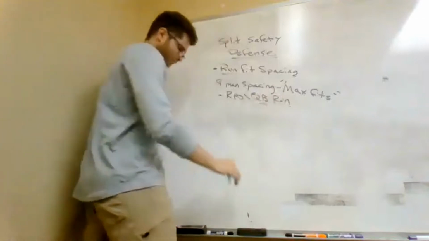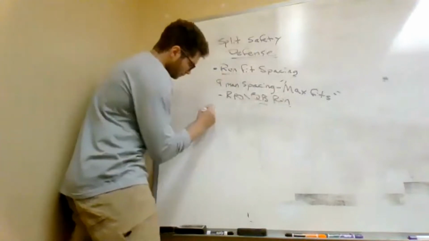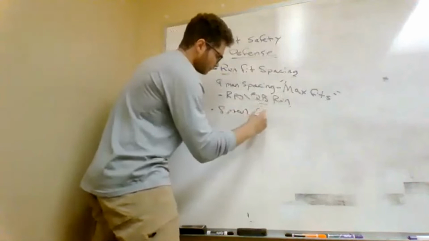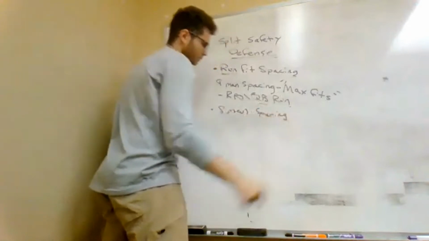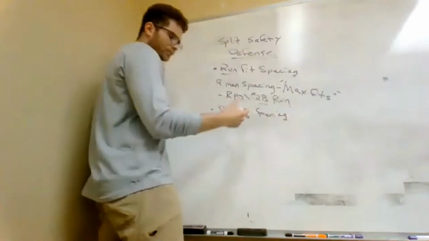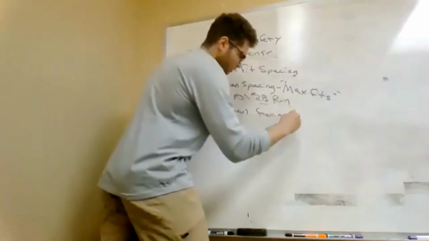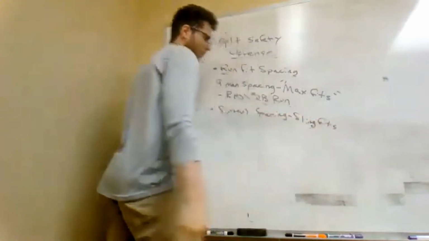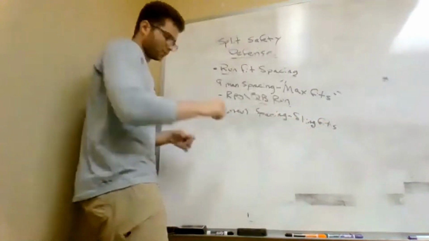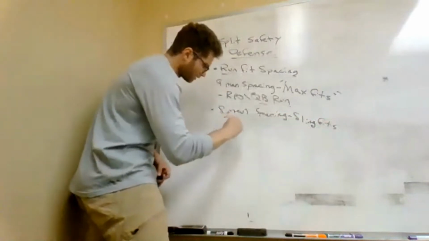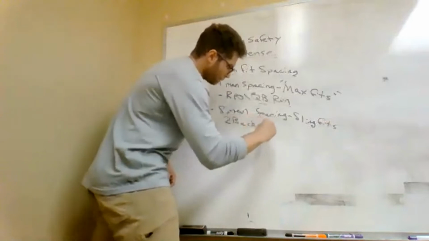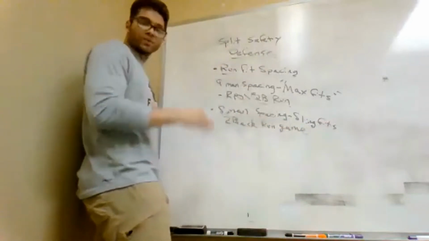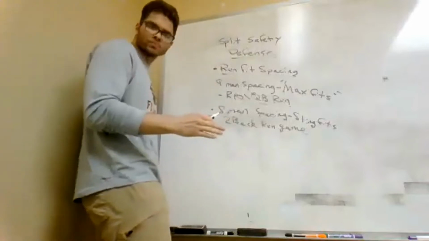The next thing we're going to talk about is 8-man spacing. We're going to discuss what I like to call sling fits and playing what we like to call 2-back run game. We're going to go through that with the same call.